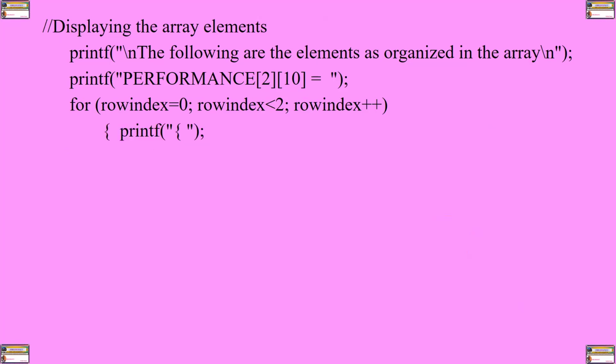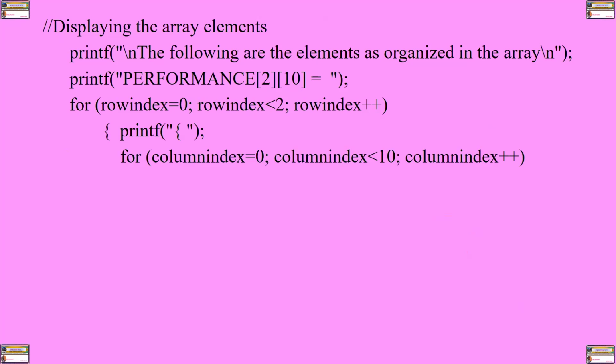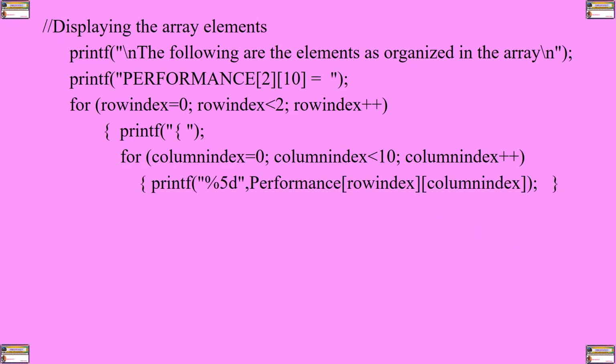If that is true, do the following: display this statement on the screen, and then move to this control for the inner loop. That is the column loop, the loop for controlling elements for the columns. So where the index of the row is 0, that means row 1, do the following. Initialize column index with 0, check if the value of column index is less than 10, which is true, 0 is less than 10. When that is true, go to the memory location called performance, whose row index is 0 and column index is 0.